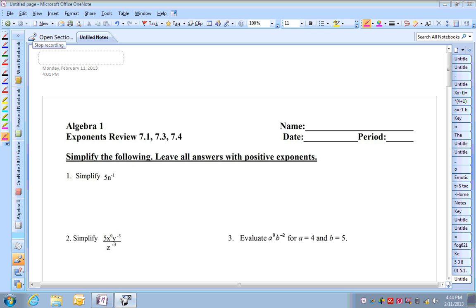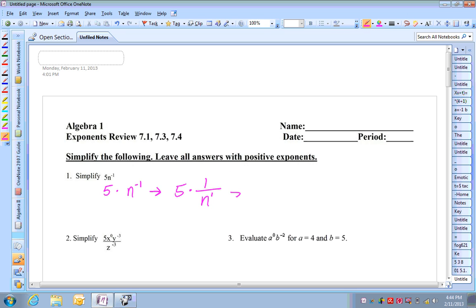On problem 1, they ask us to simplify 5 times n to the negative 1. Now, remember, this negative 1 exponent does not apply to the 5. So we really have 5 times n to the negative 1. Now, because this n has a negative 1, we need to switch it. So this becomes 5 times 1 over n to the positive 1. So when we send the n downstairs, the exponent then becomes positive.